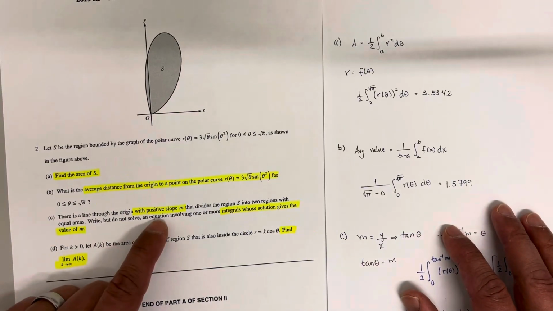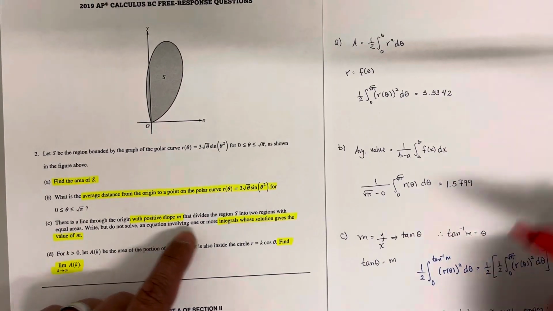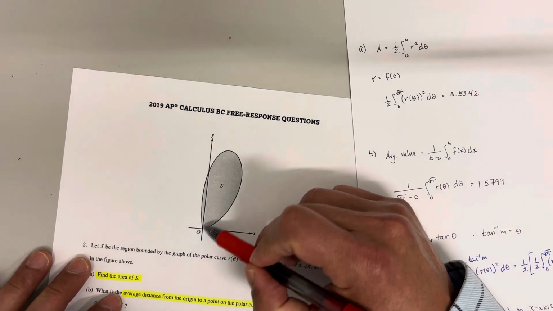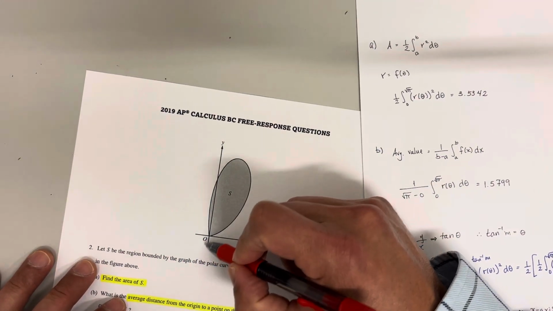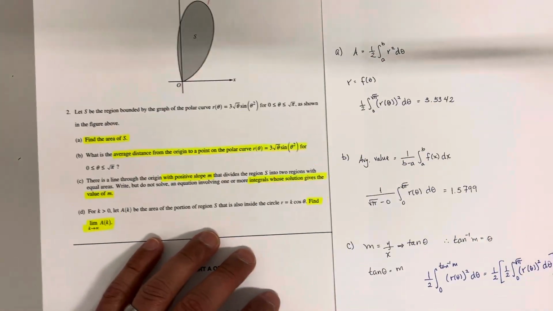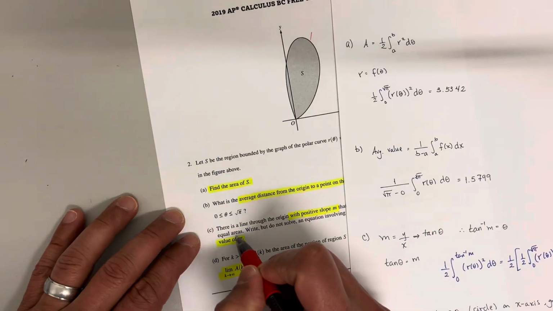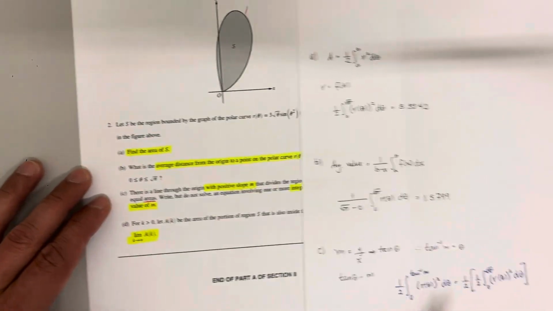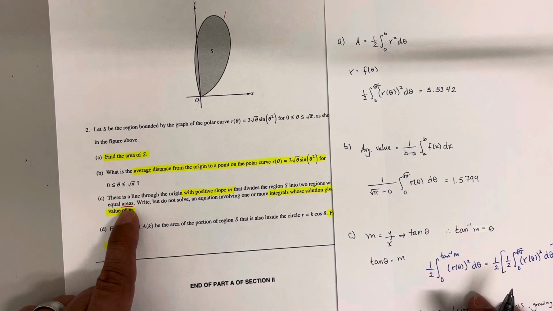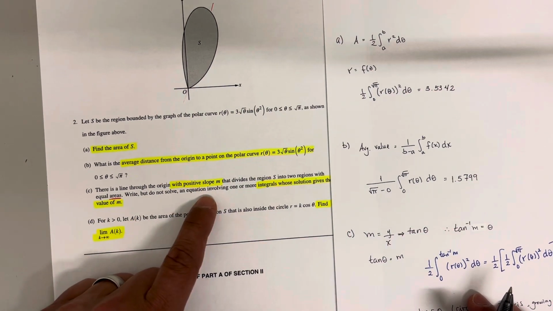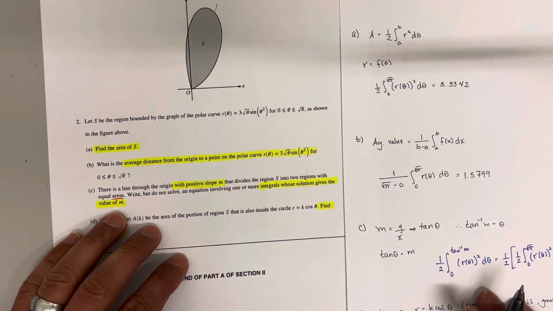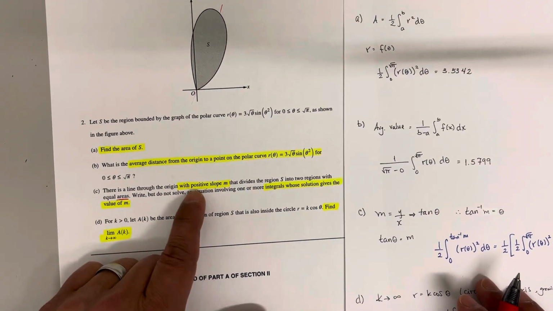It says there's a line with a positive slope m that divides the region into 2 equal areas. So right here you have a line, right? That positive slope right through here somehow. And the good thing here is we're dealing with area. It says, but do not solve the equation involving one or more integrals whose solution gives the value of m. Now you've got to start thinking, okay, what is positive slope?